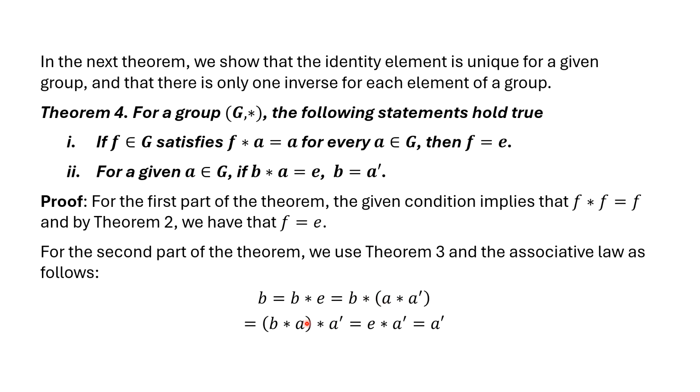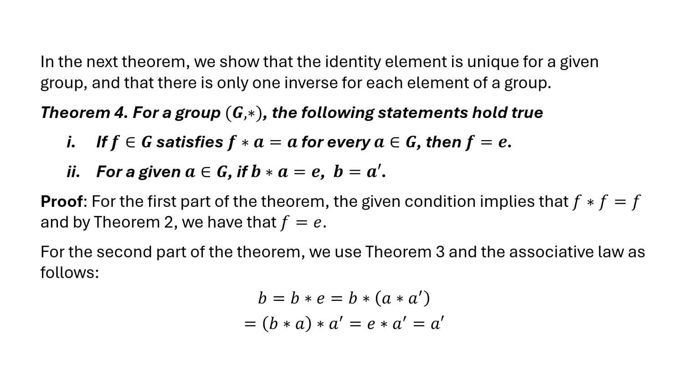Then we use the associative law, so we group B and A together. And then we have A inverse here. But then we know that we're given that B times A equals the identity. So we have the identity times A inverse, and the identity times anything is the element itself, and you get A inverse. And so, following this string of equalities, we have B equals A inverse, which is what we wanted to prove.